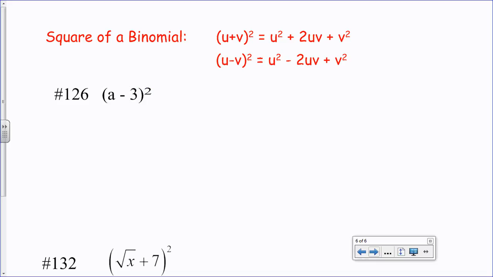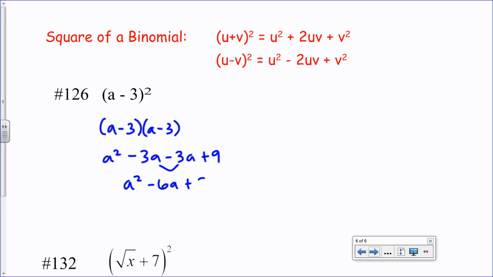When you square something, you multiply it by itself. If I FOIL this, I get a squared. My outer is negative 3a. The inner is negative 3a. And the last is plus 9. Combine. You miss that middle term if you just distribute. That's not correct. So the shortcut, notice that has a 2. That's because you get 2 of these.